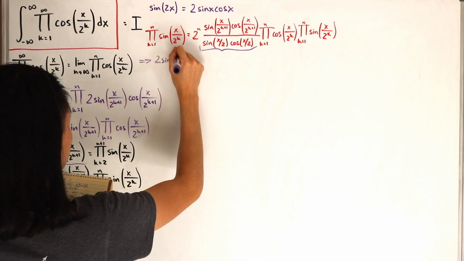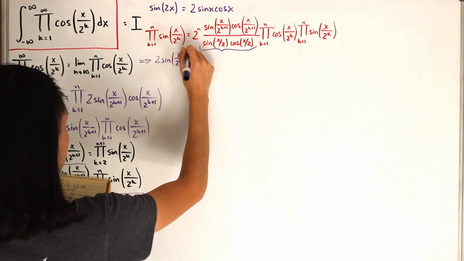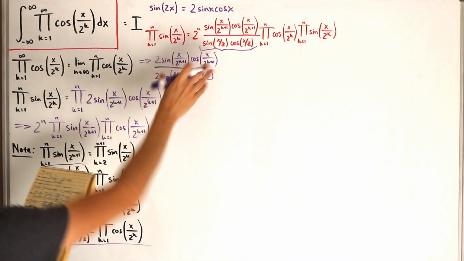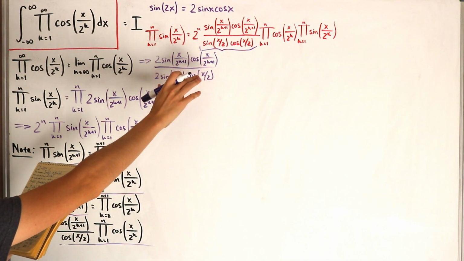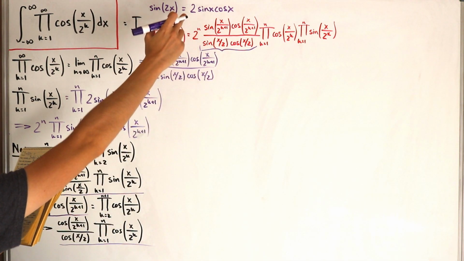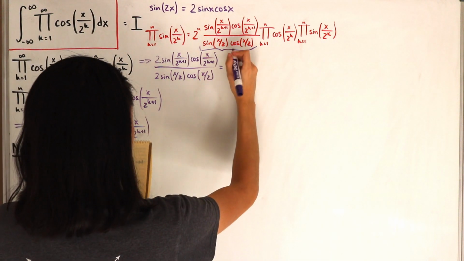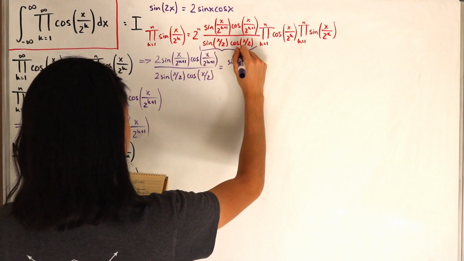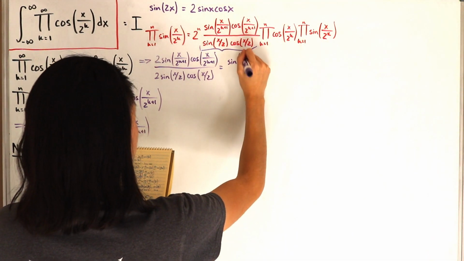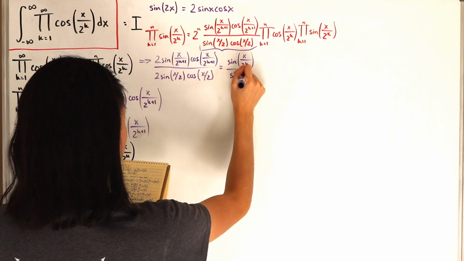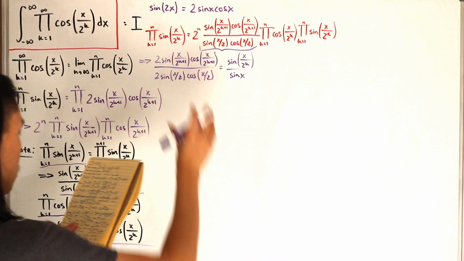So 2 times sine, okay, give me 1 second. We're just writing the same thing again, so x. So we have this. Then we just apply the double angle formula from over here. If we were to readjust this, this is just equal to sine of x divided by 2 to the power k, then just divided by sine of x. All right, so there's that.